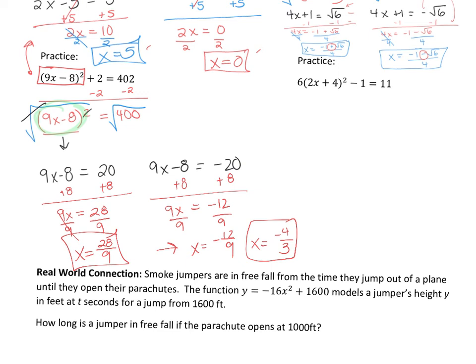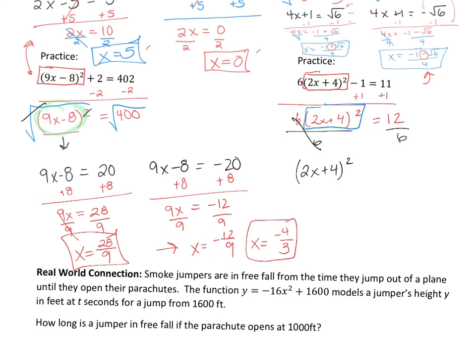All right. Last problem is just like the one above here, so we're following the same steps. In order to get this by itself, I'm going to add 1 first to both sides. So now I have 6 times 2x plus 4 squared equals 12. This is still not by itself, so I need to divide each side by 6. Now I have 2x plus 4 squared equals 12 divided by 6, which is 2.